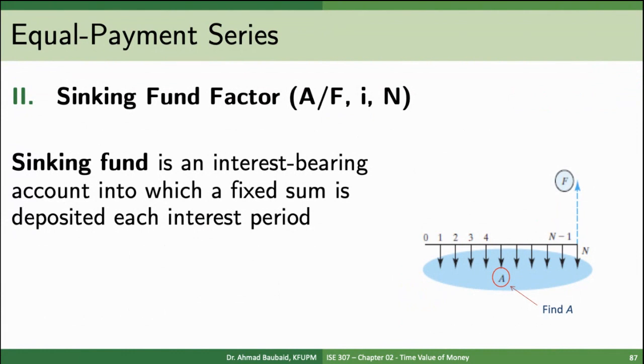Okay, so now here's the second factor, which is the opposite of what we just described. Suppose that you're given F, the future amount, and you want to find A, the equal payments that you should make in order to have a future value of F, whatever F is. This is called a sinking fund, or a sinking fund factor.